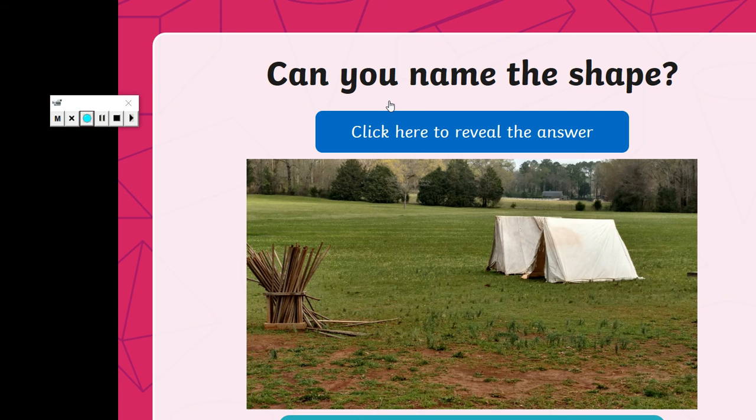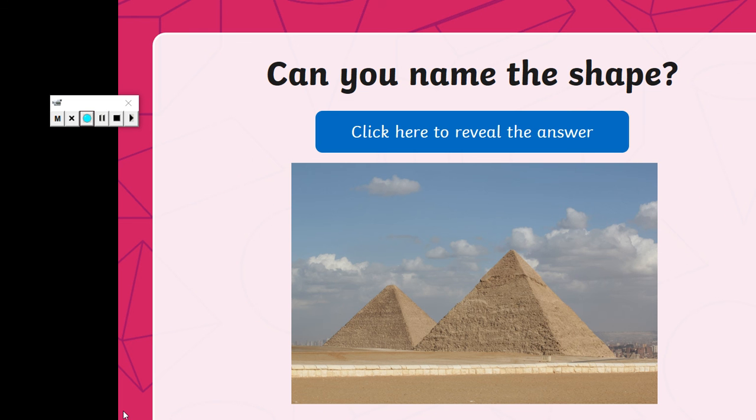So remember, triangular prisms can be cut anywhere and you will still see the same face at the end of your shape. So if I was to cut this tent down the middle, you would still see a triangle. Okay, let's have a look at this one.